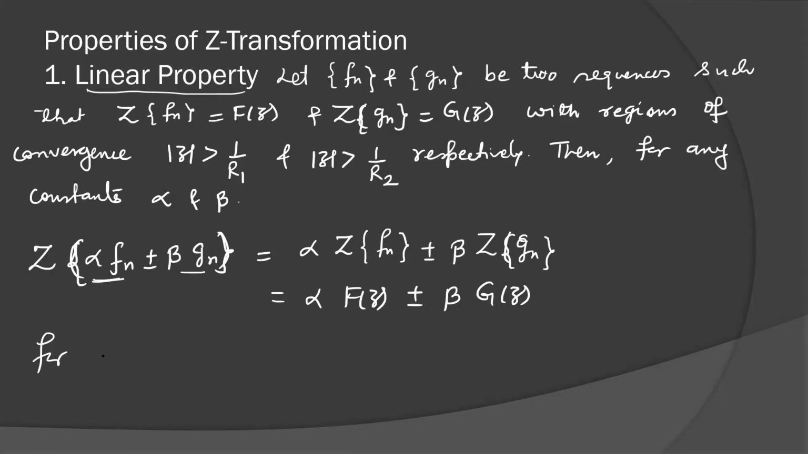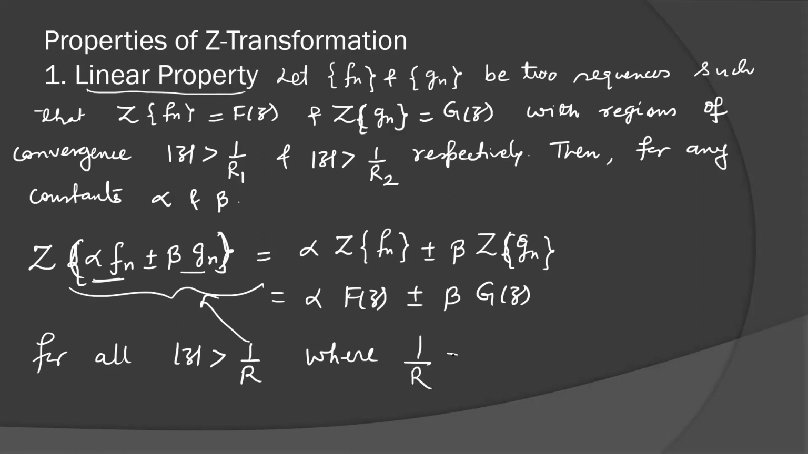For all z, now the radius of convergence is going to be changed with radius r. R is the radius of convergence for this sequence, where 1 over r is the max of 1 over r1 comma 1 over r2. So this is your linear property.